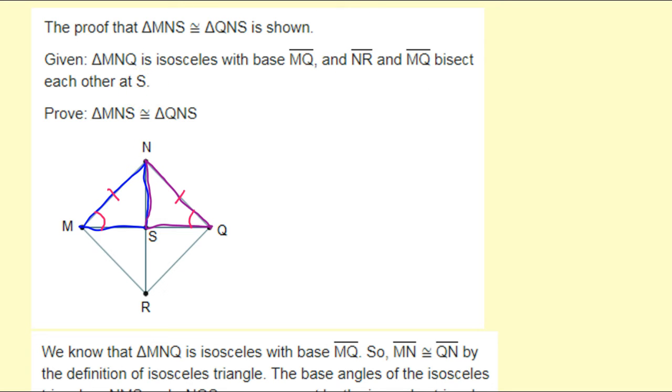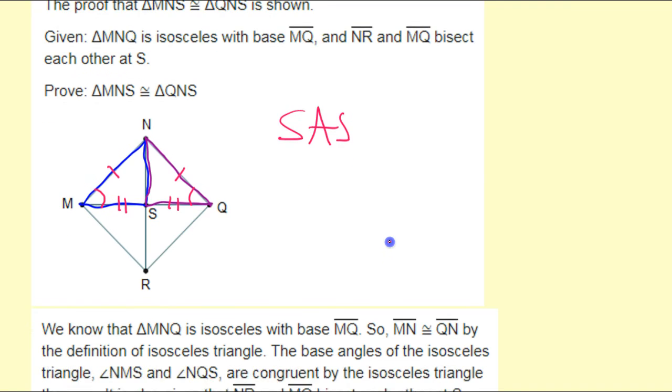So I'll just highlight this briefly. NR is this, and MQ is this. So we're told that they bisect each other. Bisect means that they cut each other exactly in half. So if they're cut in half, then that means that this piece is equal to this piece because it's bisected. It also means that the top piece and the bottom piece are going to be equal, but I don't care about that because again we are looking for side, angle, side.